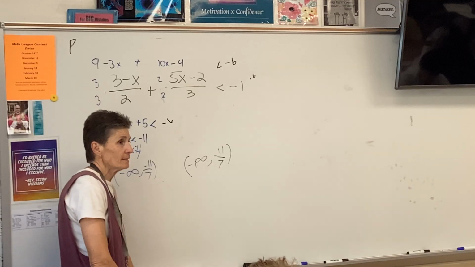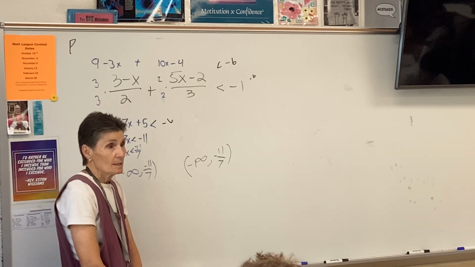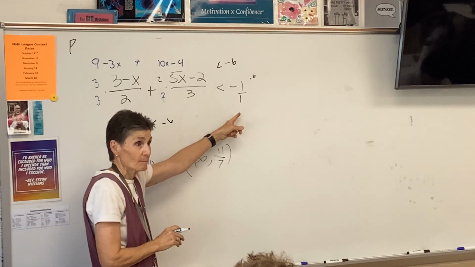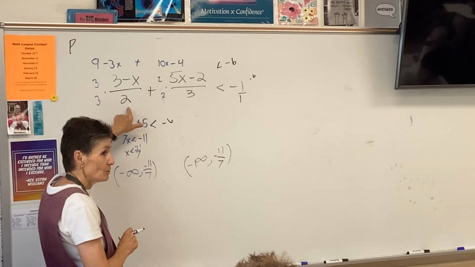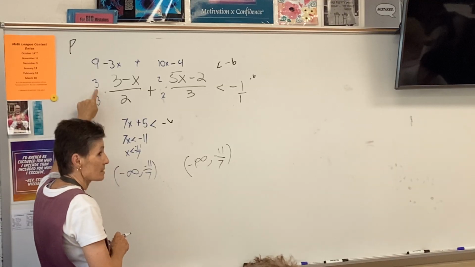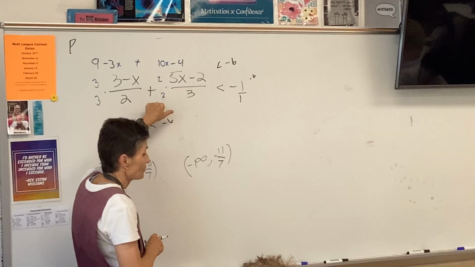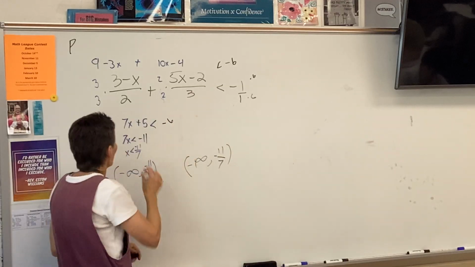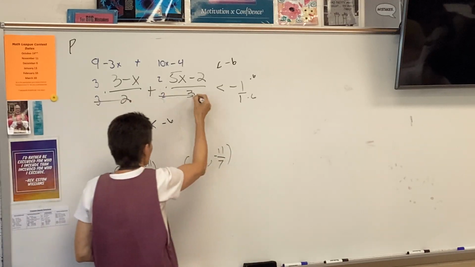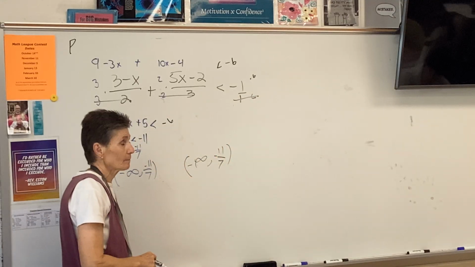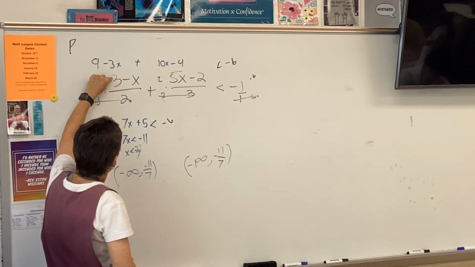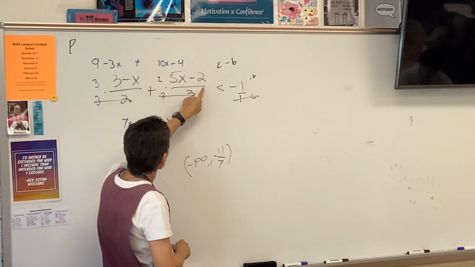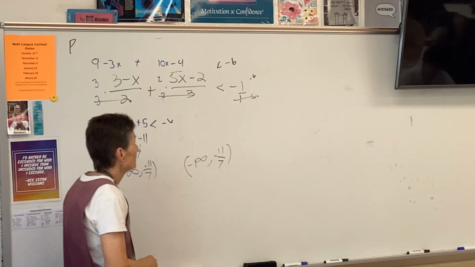Okay, so they decided that they were going to get a common denominator. And the common denominator, remember, this is also a fraction. So the common denominator is 6. That has a 2. It needs a 3. There it is. This one has a 3. It needs a 2. This one has a 1, so it needs a 6, right? Now all of the denominators are 6, 6, 6. Go on. 9 minus 3x plus 10 minus 4 less than negative 6. How's that work?